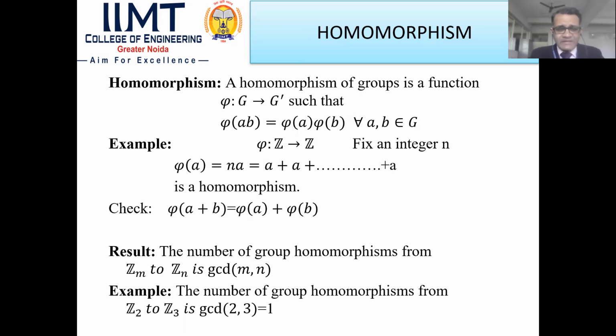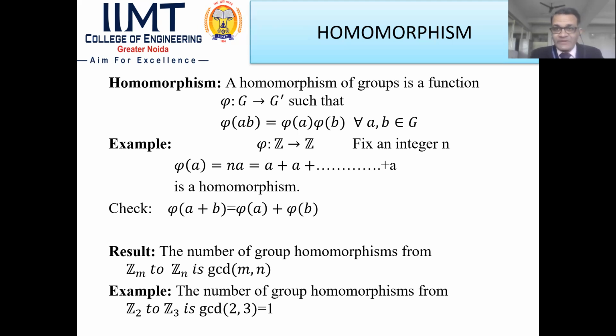Now we have an example. Phi from Z to Z, fix an integer n. Phi of A is equal to nA, which can be written as A plus A up to n times, is a homomorphism. Here Z is a group with respect to addition, because we know Z is not a group with respect to multiplication. So clearly we can check this property, phi of A plus B is equal to phi A plus phi B. So this phi is a homomorphism from Z to Z.